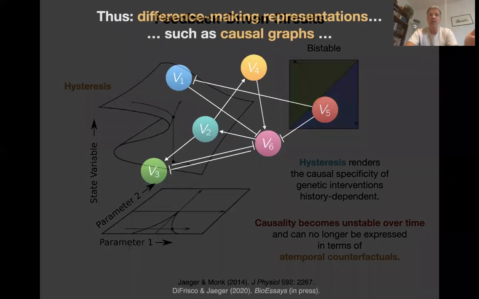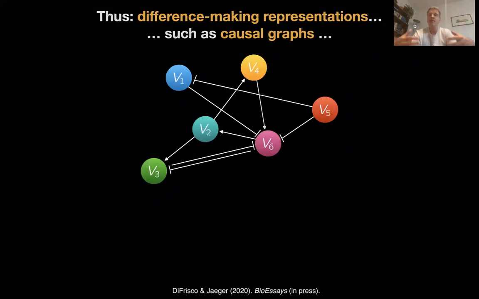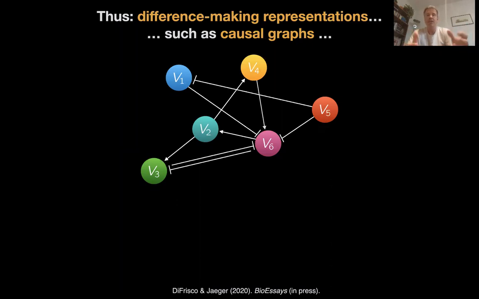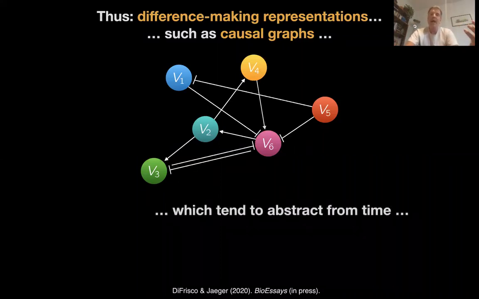And this is very important because of the simple difference-making representations that we use in classical genetics and also in causal modeling. So classical causal graphs are atemporal. They abstract away from time.